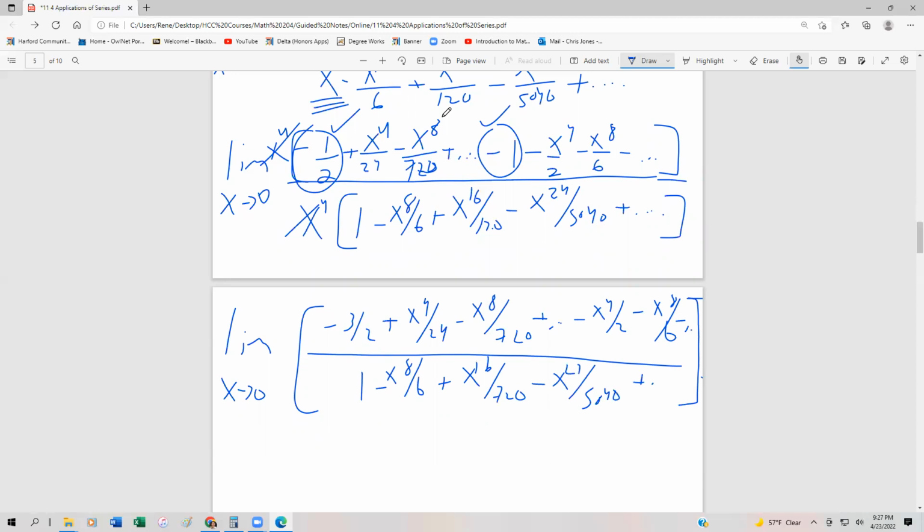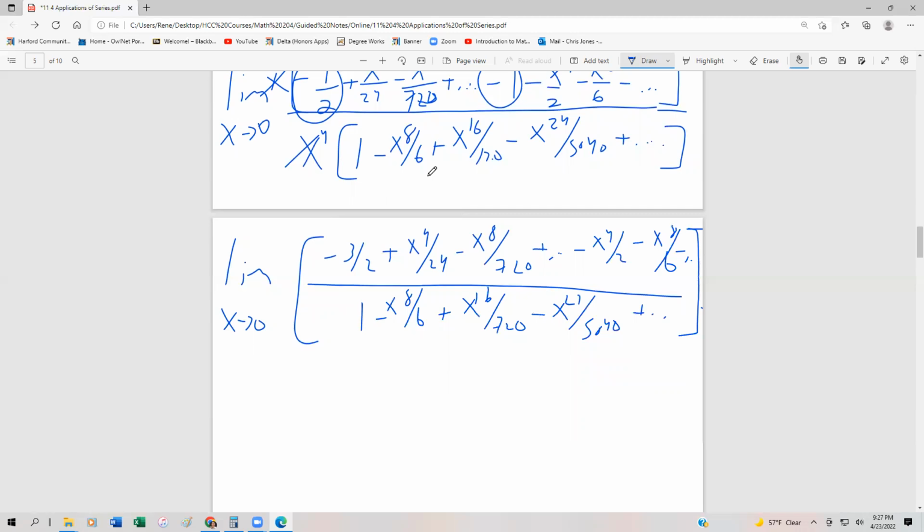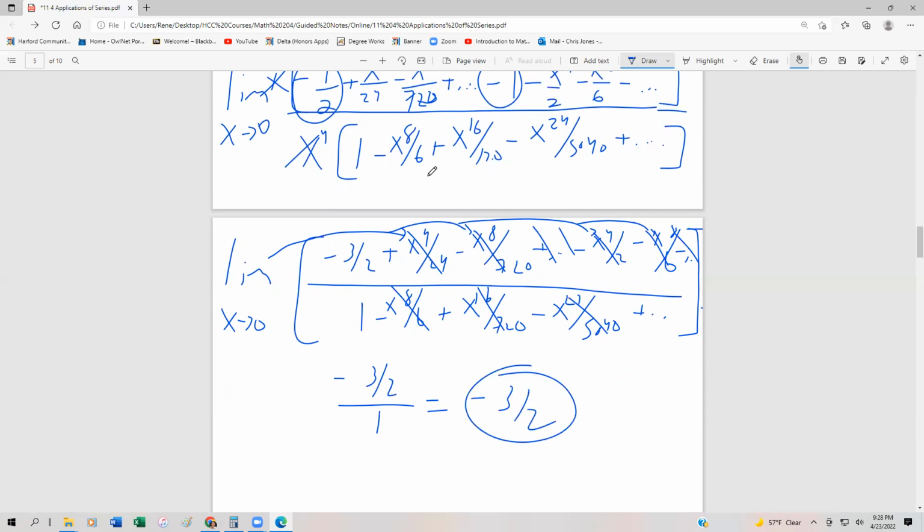All right, so finally, we can substitute 0 back in. And notice when we substitute 0 back in, all of the terms that have an x in them, and that's going to be all the terms thereafter, because they're higher degree than 4, in the numerator and denominator, are going to cancel out. We're left with negative 3 halves over 1, which is negative 3 halves.